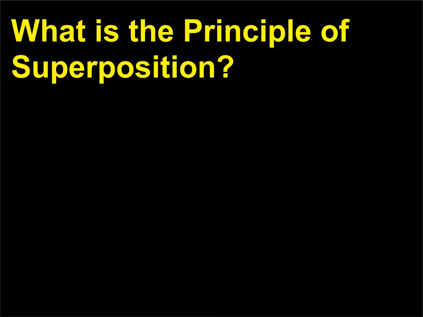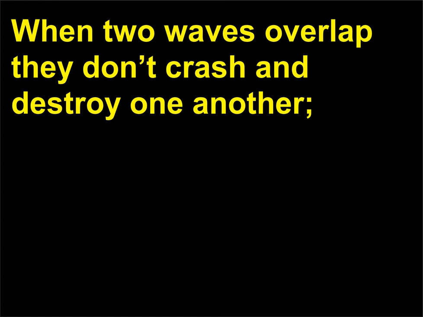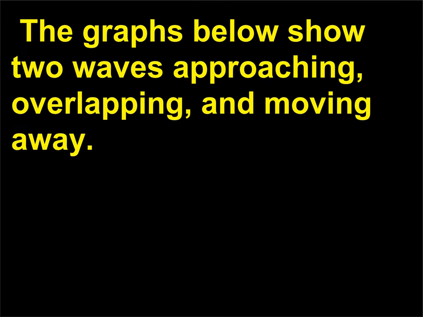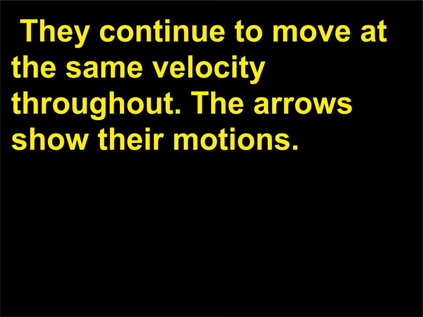What is the principle of superposition? When two waves overlap, they don't crash and destroy one another. Instead, they pass through each other without interaction. The graphs below show two waves approaching, overlapping, and moving away. They continue to move at the same velocity throughout. The arrows show their motions.